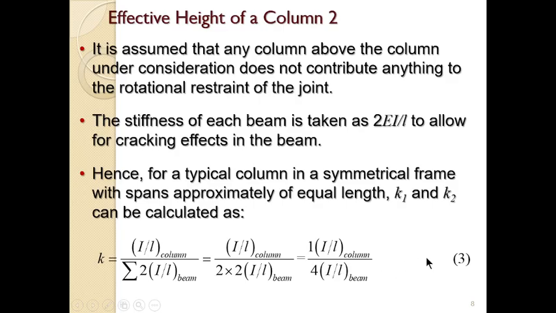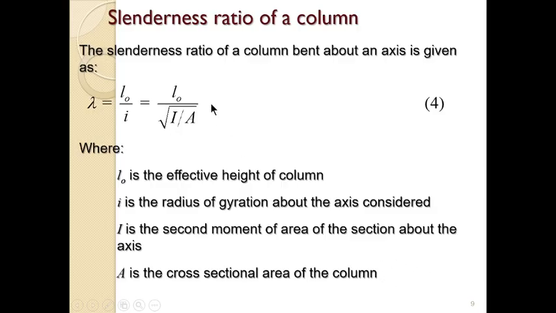So we can proceed. Let's look at the slenderness ratio of a column. The slenderness ratio of a column bent about an axis is given by lambda. Lambda is L0 over i.